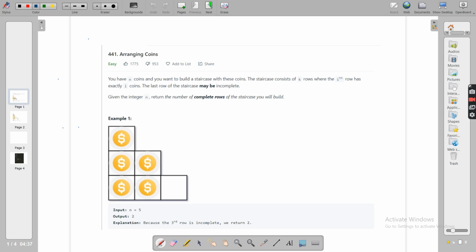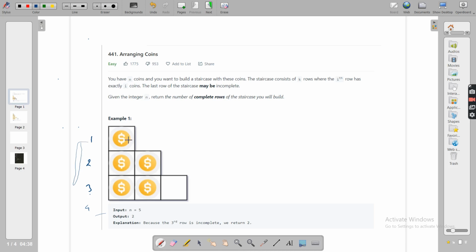So here you are given a number of coins. Let's say n equals 5, and you want to build a staircase with these coins. What does it mean? It means that for every ith row, the first row would have one coin. Because you have 5 coins, you are now remaining with four. The second row would have 2 coins, the third would have three, the fourth would have four, and they will have that only when you are remaining with that many coins.